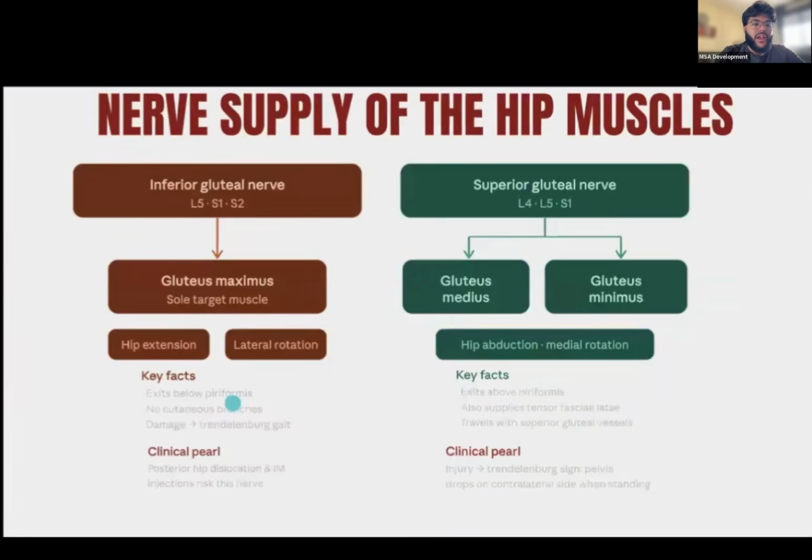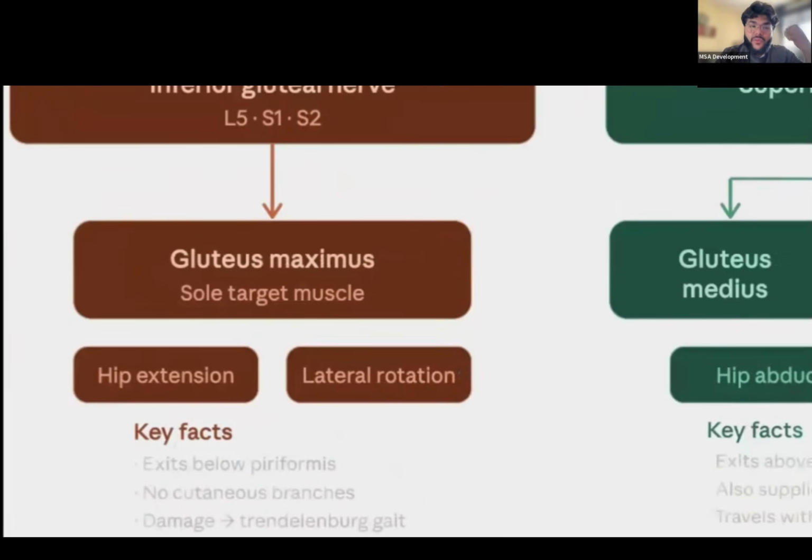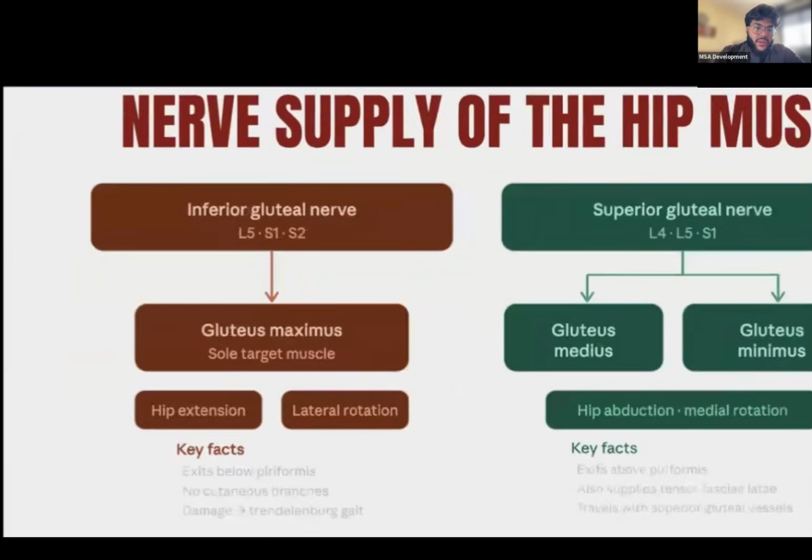Next up, the nerve supply for the hip muscles. So we have our inferior gluteal nerve and we have our superior gluteal nerve. The inferior gluteal nerve comes from the roots of L5, S1, S2, and it supplies the gluteus maximus. And this is the only muscle that the inferior gluteal nerve supplies.